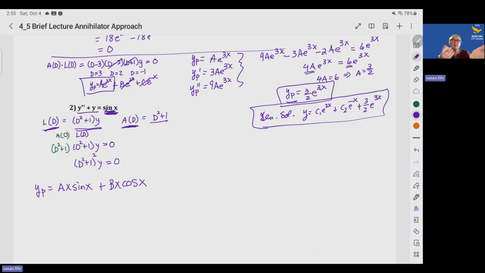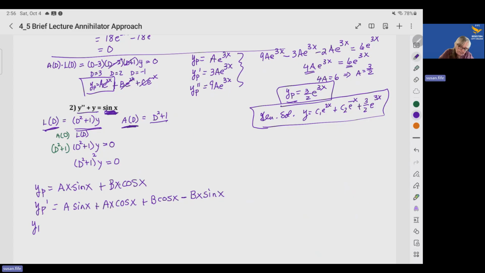So I have my y sub p. I'm going to substitute it in. I'm going to need my second derivative. My first derivative, I'll use a product rule for each term. Derivative of x is 1, so I get a sine x plus derivative of sine x is cosine x, so I get ax cosine x. For my second term, using the product rule, the derivative of x is 1, so I get b cosine x. And then derivative of cosine x is negative sine x, so I get negative bx sine x.